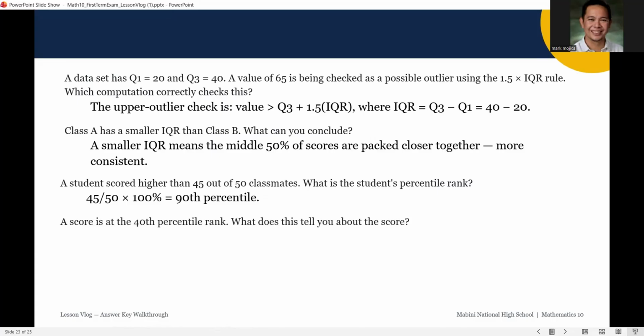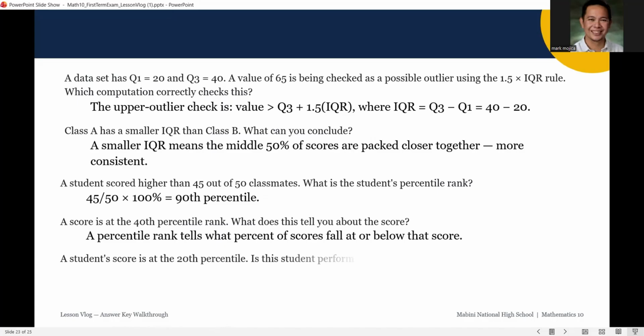Next, a score is at the 40th percentile rank. What does this tell you about the score? Pag sinabi natin 40th percentile rank, it is below the 50th. It is below the median. So ano ibig sabihin? A percent rank tells what percent of scores fall at or below that score. So ibig sabihin yung 40th percentile, from 0 to 40th percentile rank, yun lang yung tinitingnan natin na basis. So, labas na tayo pag umabot siya ng 41st up to 99%.